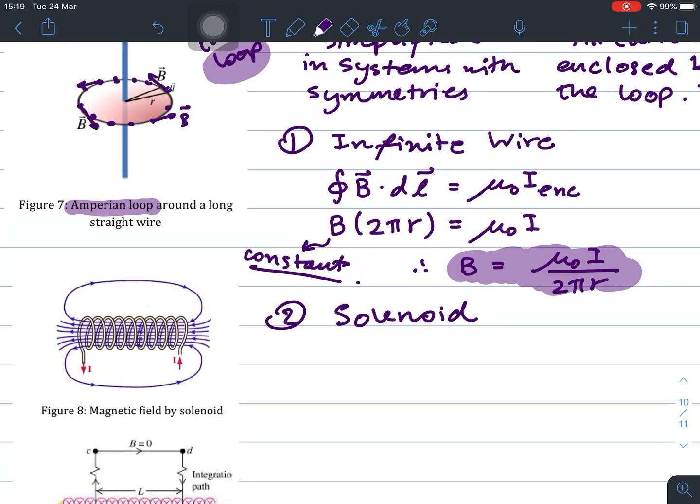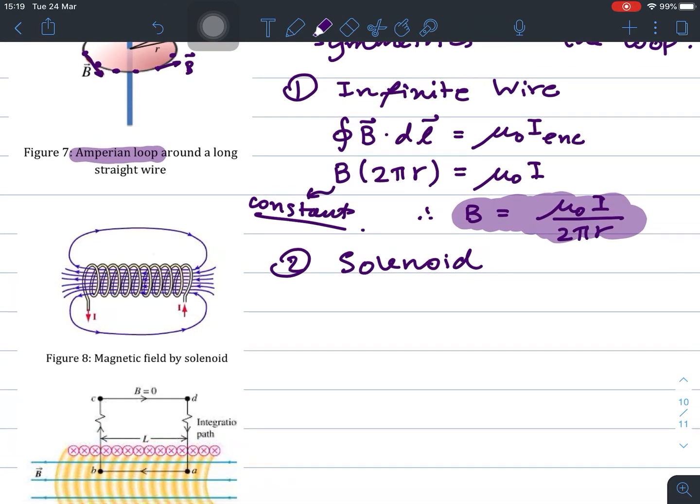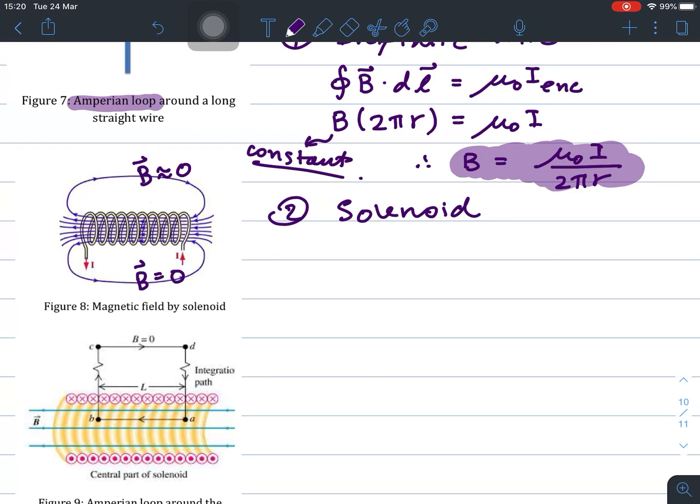Okay, so the second system is a solenoid. A solenoid is many loops of wire making a coil, and it looks like a cylinder shape. What happens in the solenoid is that the magnetic field within the solenoid is so intense compared to the magnetic field outside that we are going to approximate the magnetic field outside the solenoid as 0. So we say that the magnetic field is 0 here and here. Then we define an Ampere loop for a solenoid. The Ampere loop here is this rectangle, with the length L.